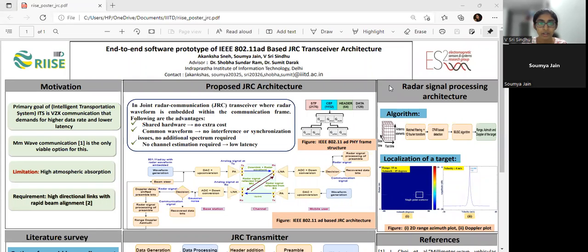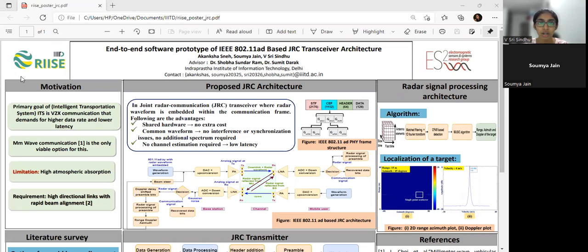Hello everyone. I am VC Sindhu, an MTech student from IIIT Delhi. I, along with my team members Soumya Jain and Akanksha Sneh, am currently working on this project titled End-to-End Software Prototype of IEEE 802.11ad Based JRC Transceiver Architecture, under the guidance of Dr. Shobha Sundar and Dr. Sumit Darak.